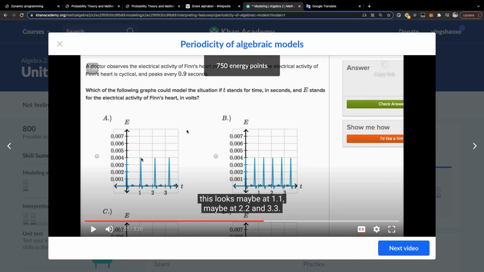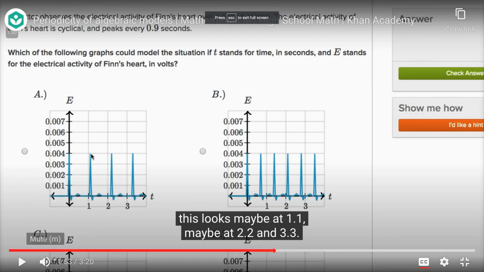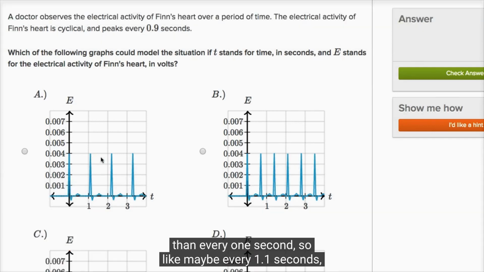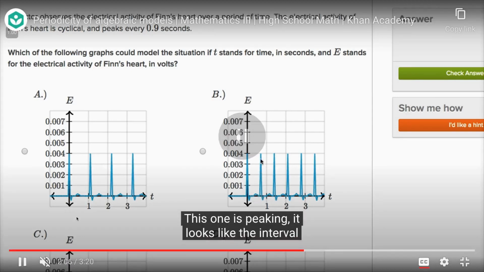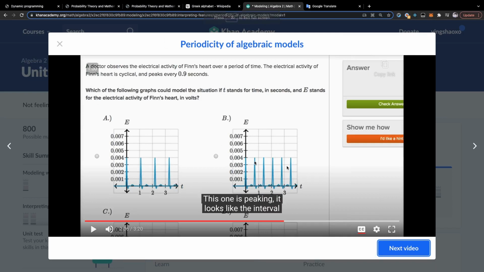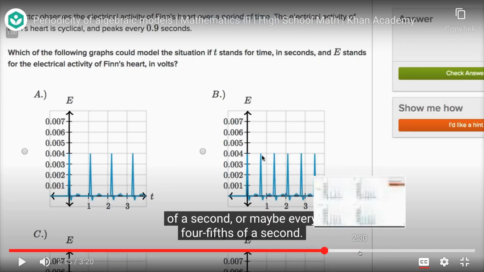This is another problem. The problem is a doctor observes the electronical activity of Finn's heart over what? Over a period of time. The electronic activity of Finn's heart is cyclic and peaks every 0.9 seconds. Then we're going to do a choose. We're going to try to find one that would repeat itself for every 0.9 second. I guess that's a method for solving this problem.